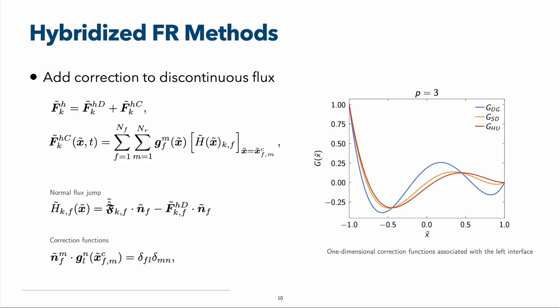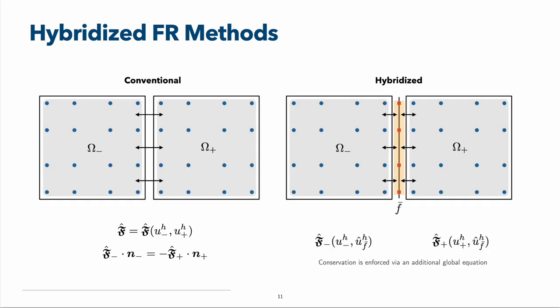We see that as part of this correction term, there's the normal flux jump, which contains the Riemann solver. And this Riemann solver needs to be redefined. So for a conventional FR method, a Riemann solver generally takes values from the left and from the right of each interface. And usually these are just interpolated solution values from each of the adjacent elements. And this Riemann solver is always chosen to be strongly conservative and consistent at each point.